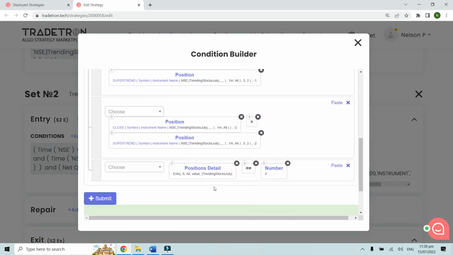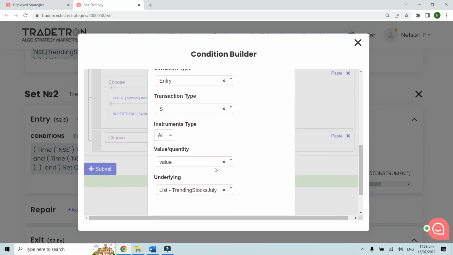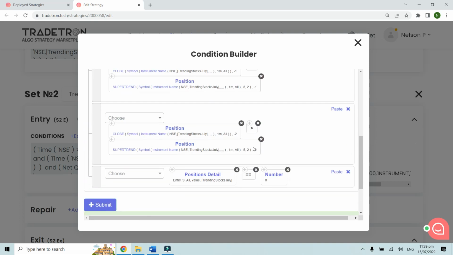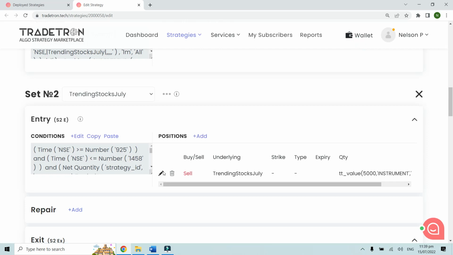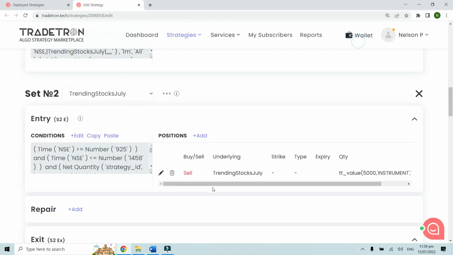All right, and here this is positions detail for the sell part, where it's entry, because this is a short side entry. So, entry of sell position, all, value for the list of stocks is equal to number 0. Let's just see, this is the list of stocks. Over here also we are selling 5,000 worth of stock for each of the stocks in this particular list.